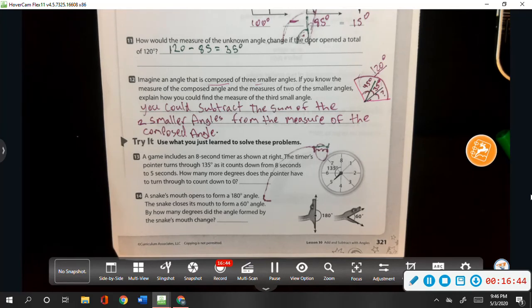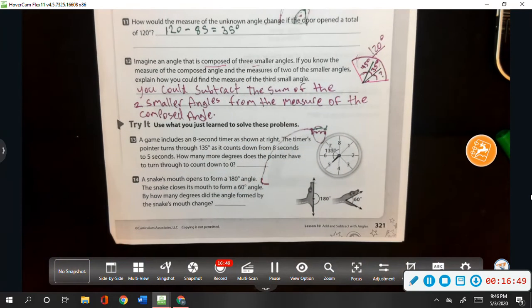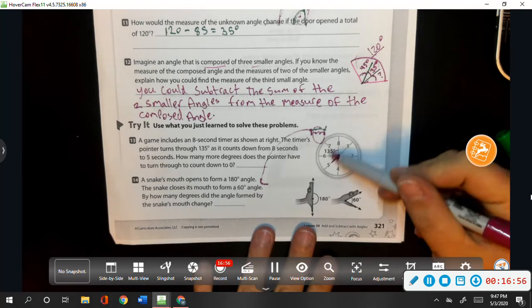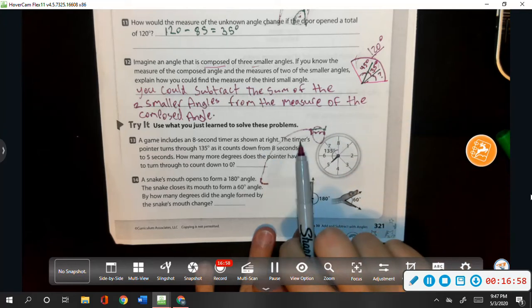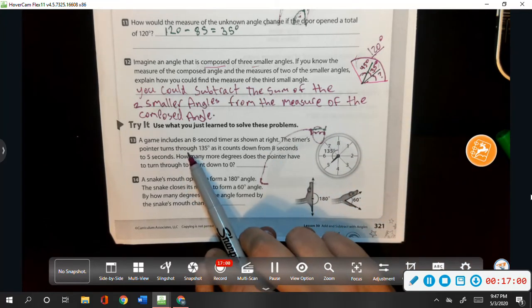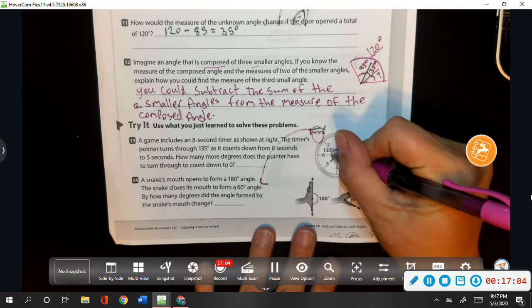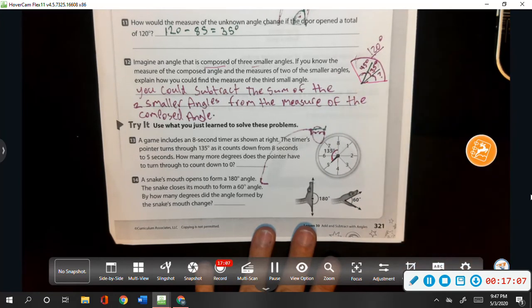Alright. The try it. It says, number 13. A game includes an 8-second timer as shown at the right. So this is our 8-second timer. The timer's pointer turns through 135 degrees. So there's our big turn, 135 degrees, as it counts down from 8 seconds to 5 seconds. How many more degrees does the pointer have to turn through to count down to 0?